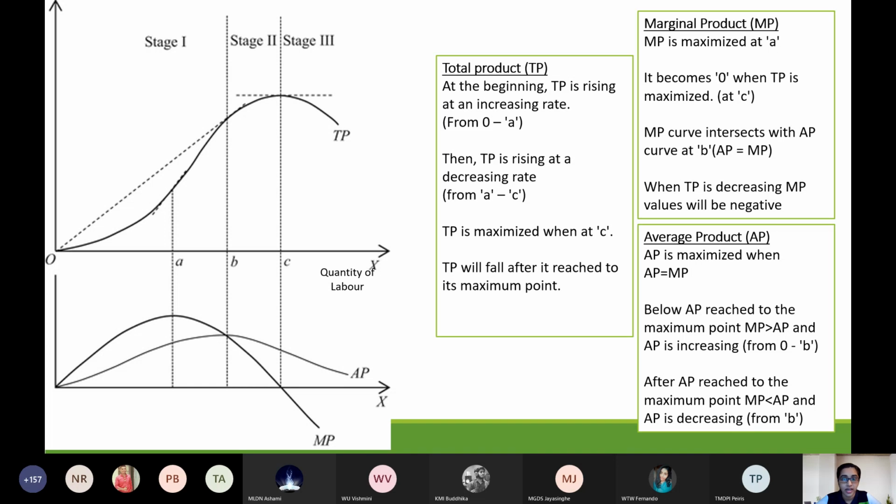as you can see, from the origin up to A it shoots upward, but from A to C it is a bit lower. So it is increasing at a decreasing rate. It increases at a slower pace. So TP is maximized when it comes to C. C is where marginal production becomes negative. When marginal production turns negative, total production has reached its maximum value. And TP will fall after it reaches the maximum point. So once TP reaches the maximum point, it is decreasing. Keep that in mind.